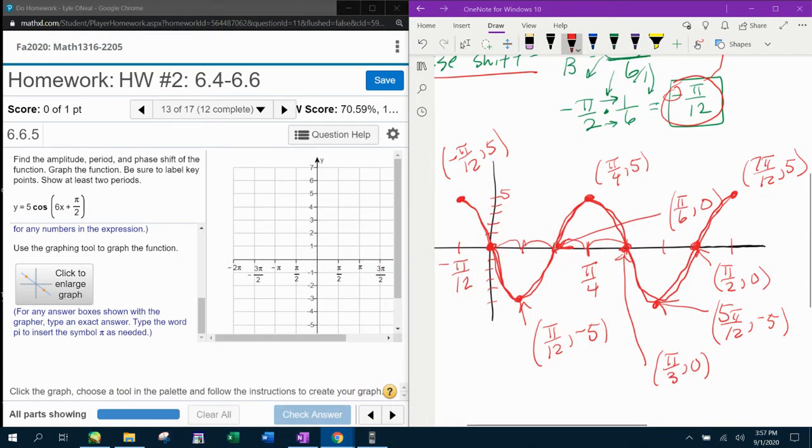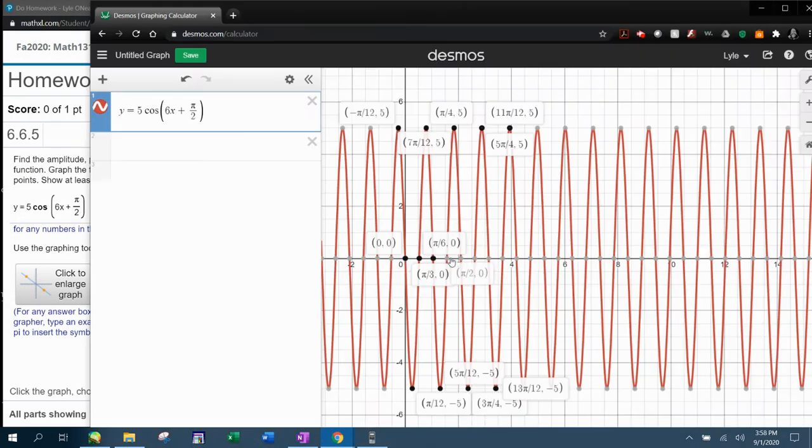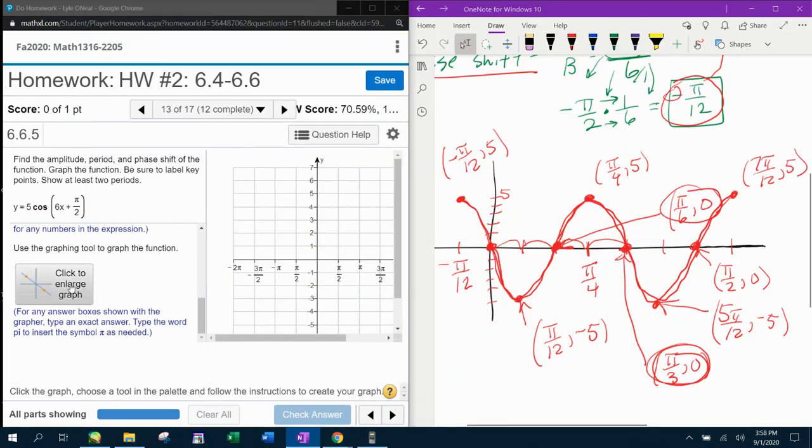Did I have those, pi over 3 and pi over 6 and 0? Let's see here. I didn't label this one. There's pi over 6 and 0 right there. Oh, there's pi over 3 and 0 right there. I had that labeled. So all of these points that I came up with manually can be verified electronically with Desmos. Super easy. All you have to do is type in this function, and then click on the critical points, and it verifies what those ordered pairs are. Man, that is super nice, okay? Welcome to Desmos. All right, now let's finish this problem.